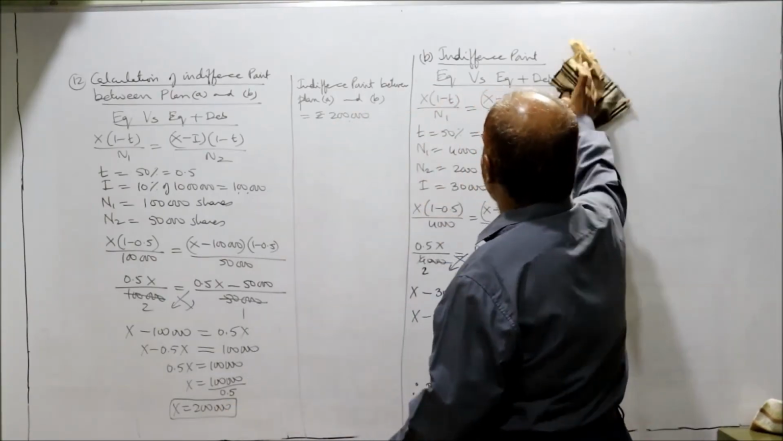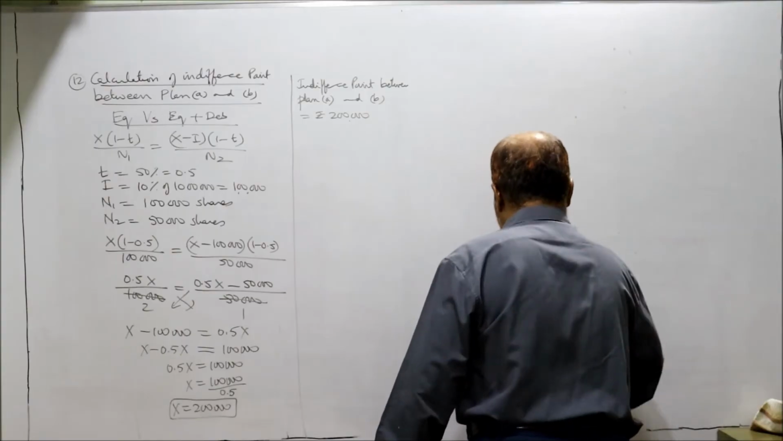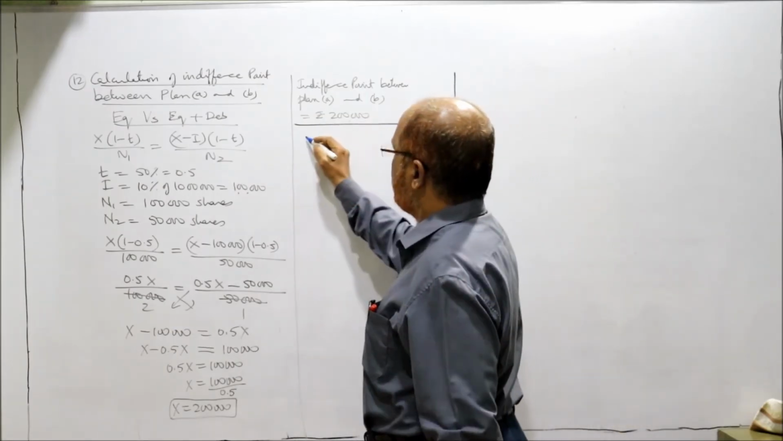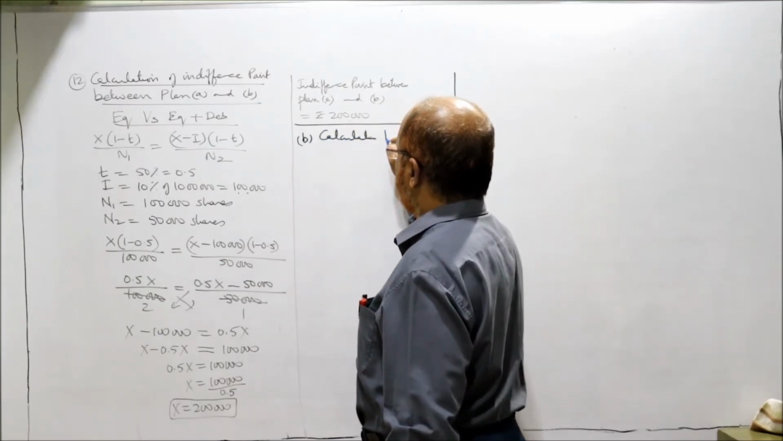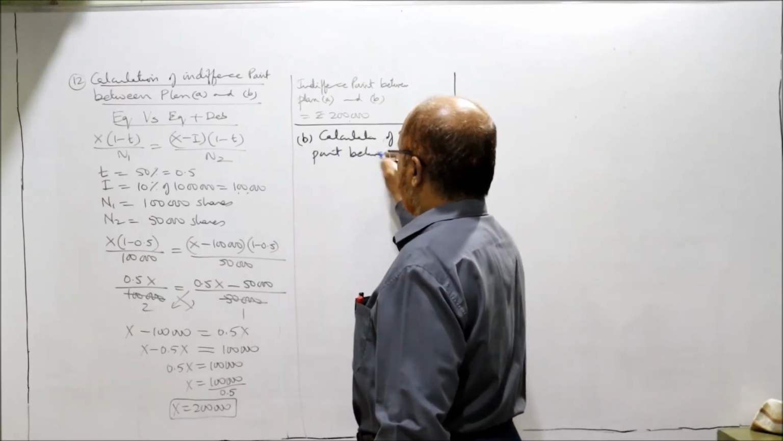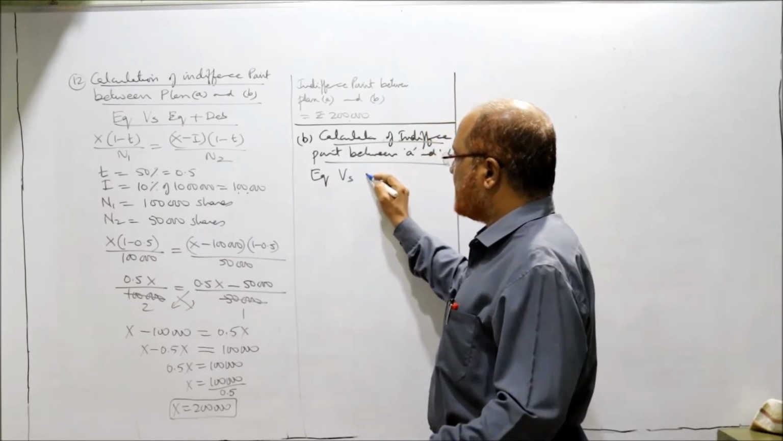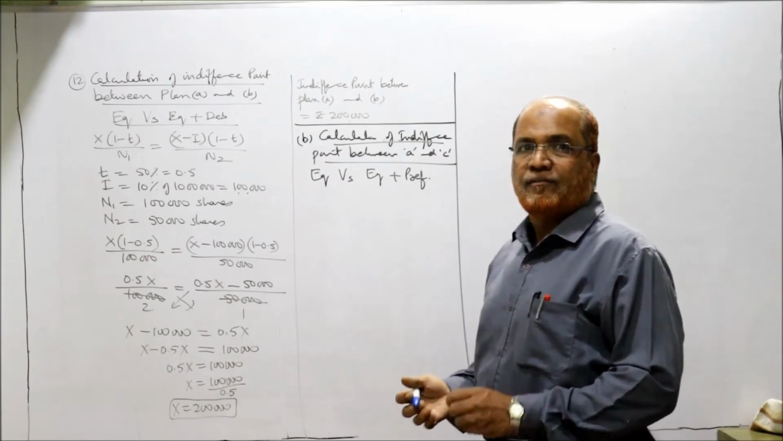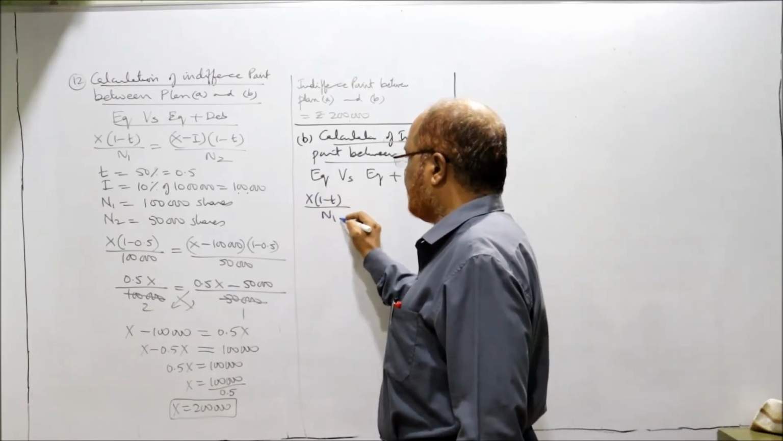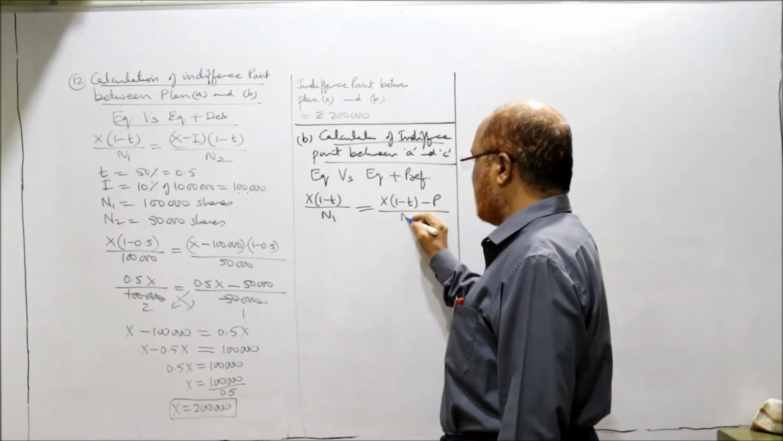Now we'll move on to the second point. It is asking you to calculate the indifference point between A and C. Calculation of indifference point between A and C. In plan A we have only equity, versus in plan C we have equity plus preference. First time we are applying equity versus equity plus preference. Only equity means X into 1 minus t divided by N1. Now equity plus preference, so X into 1 minus t minus P divided by N3.